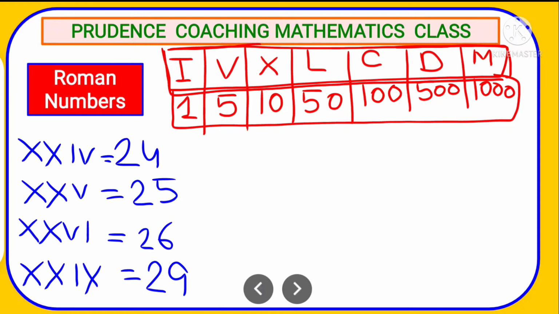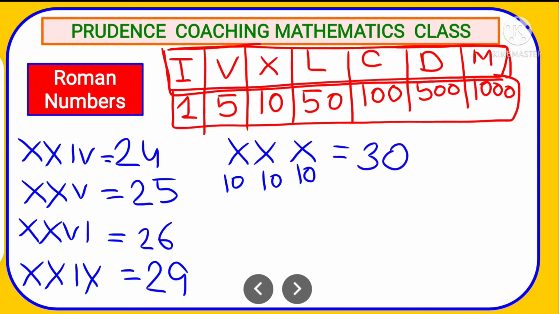Repetition of X is possible. So X plus X is 20. X plus X, this one is 10, this one is 10, 20. For 30, you need to add one more 10. So here 10 plus 10 plus 10 is 30. How are you going to write 34? 30 means XXX, plus 4, that is IV.